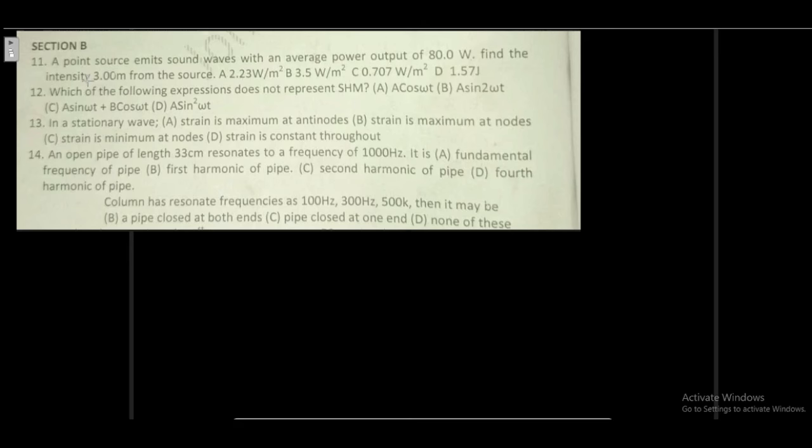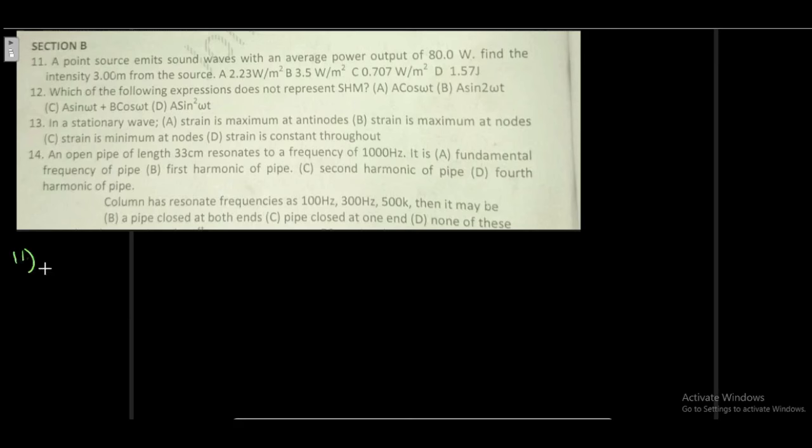Now question 11, which is section B now, the objective part. It says a point source emits sound waves with an average power output of 80 watts. So we have power given to us in question 11.